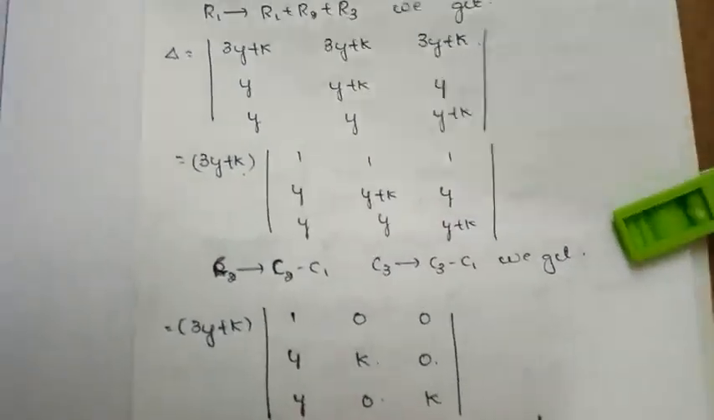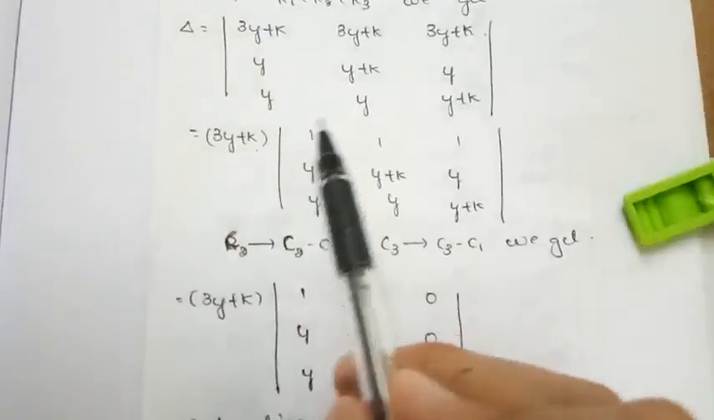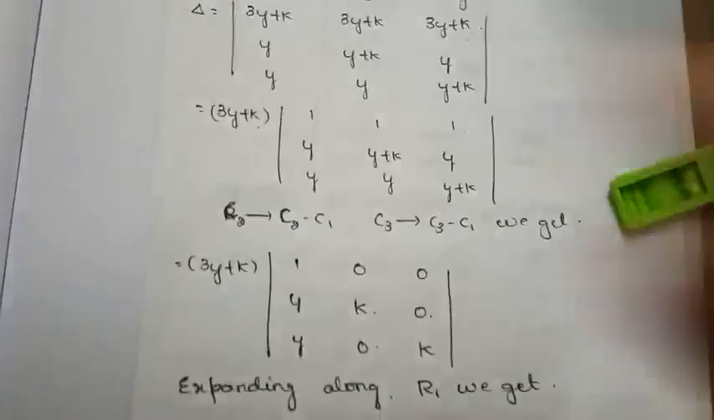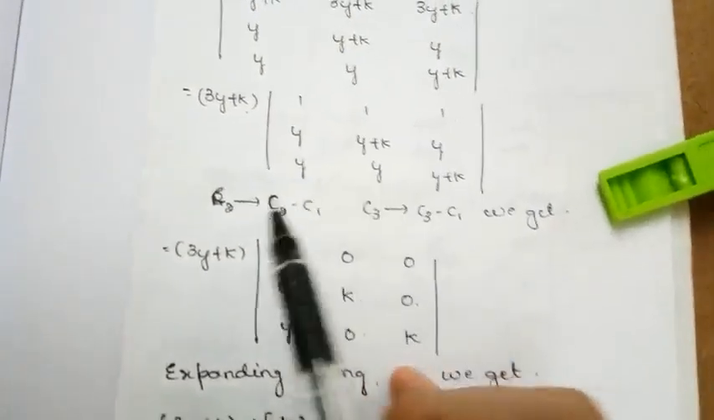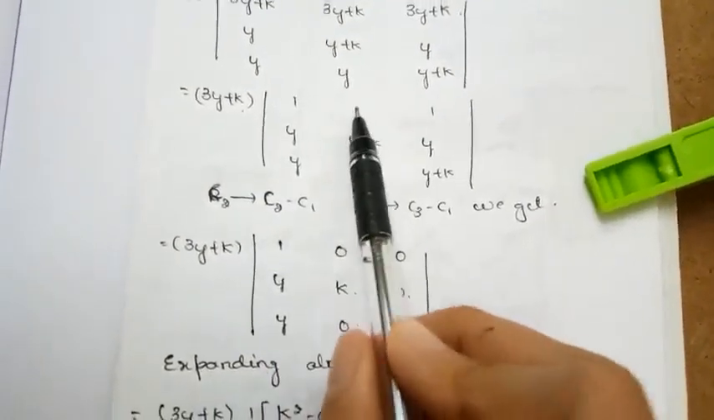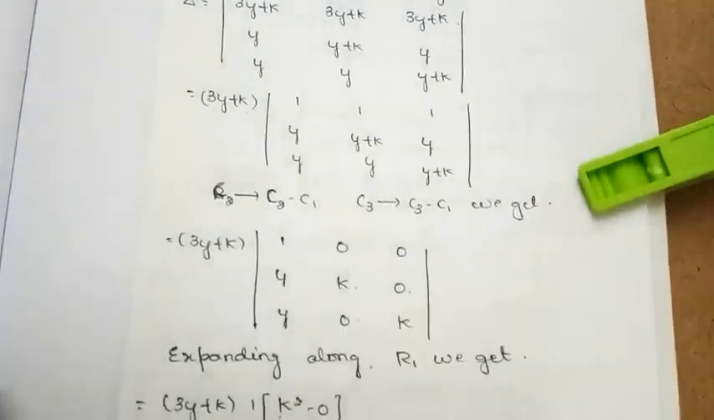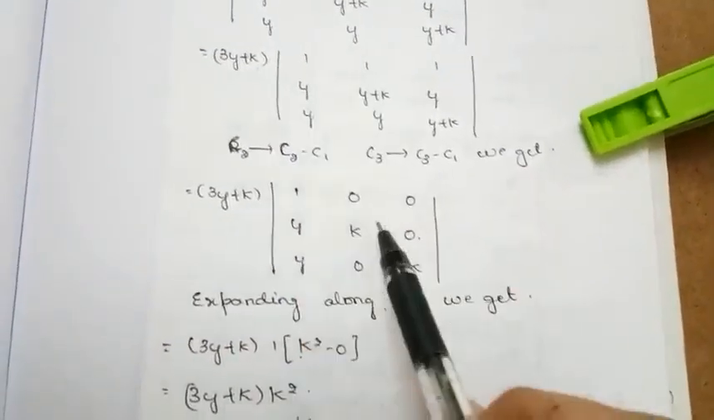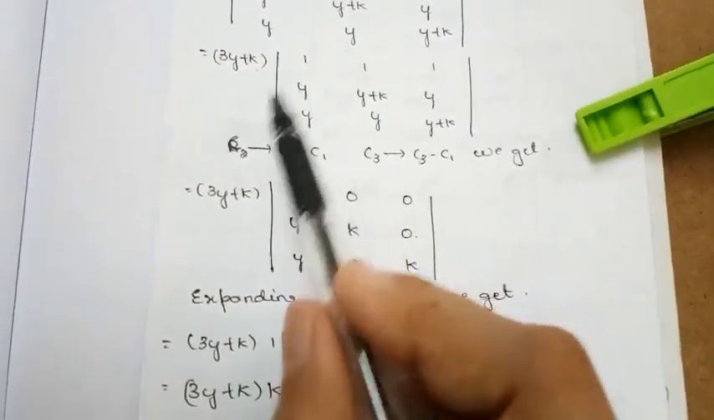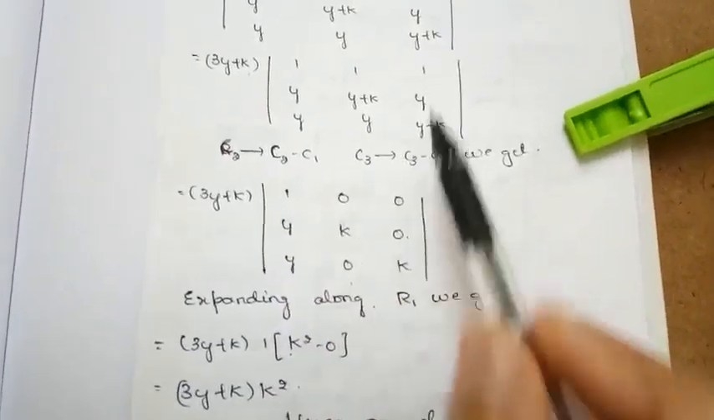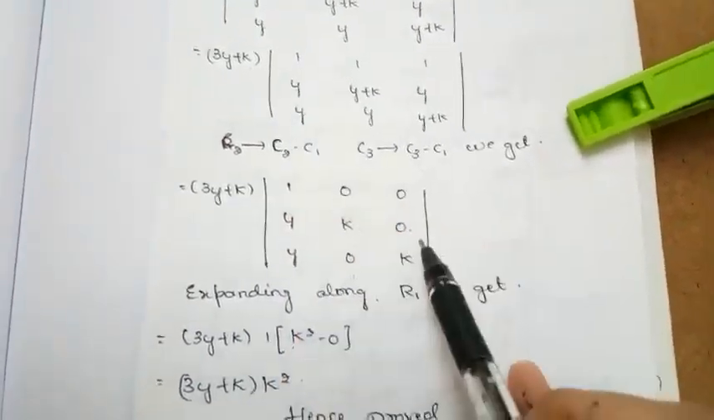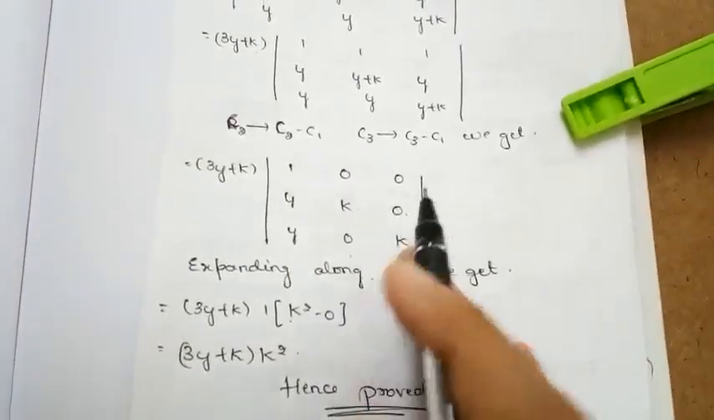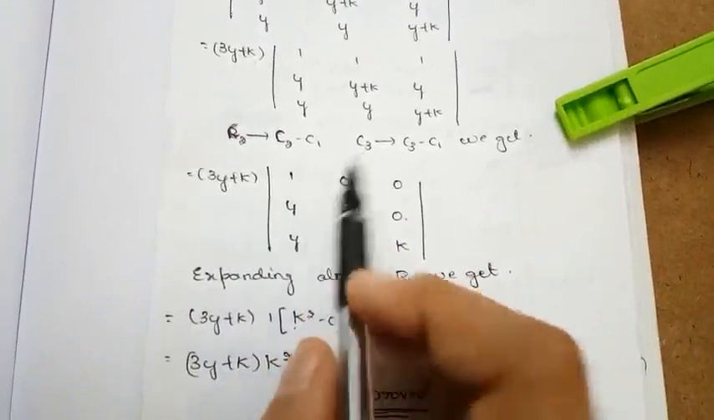I have written here. Now I am using the column operations because I see here 1, 1, 1. So I am making any two elements of that row 1 equal to 0. So I am using C2 minus C1 and C3 minus C1 for column 2 and column 3. So first row retains as it is, 1 minus 1 is 0. y plus k minus y cancels, k. y minus y 0, 1 minus 1 0, y minus y 0, y plus k minus y is k. So now cross multiply, I am expanding this one along the row 1.